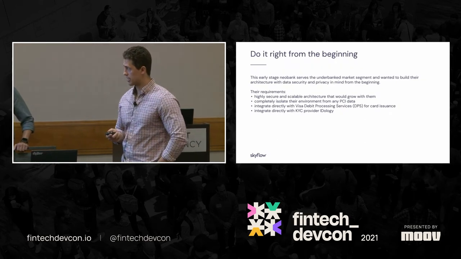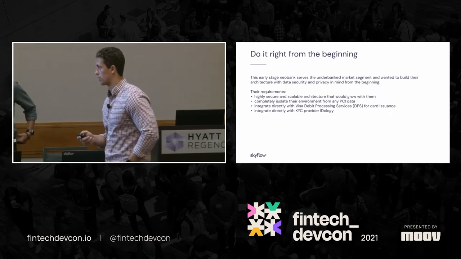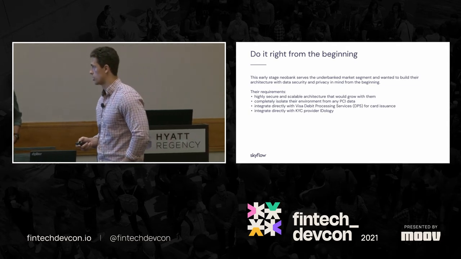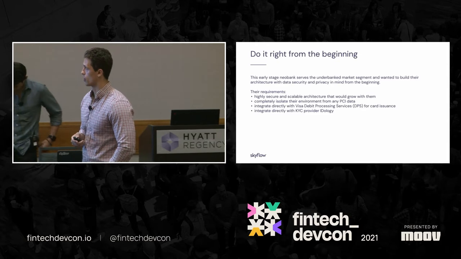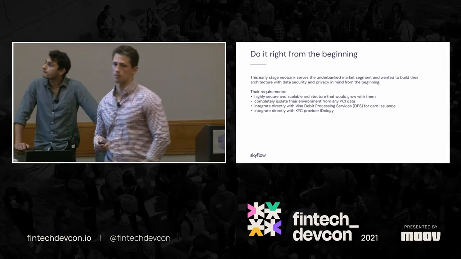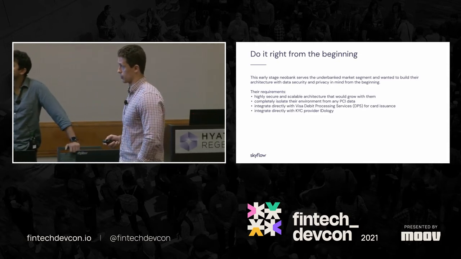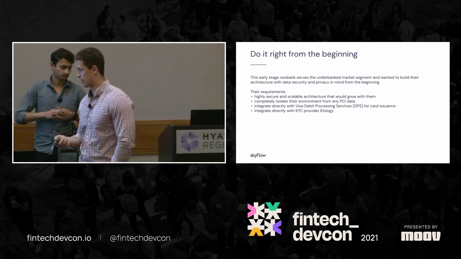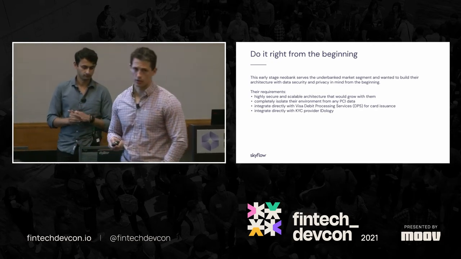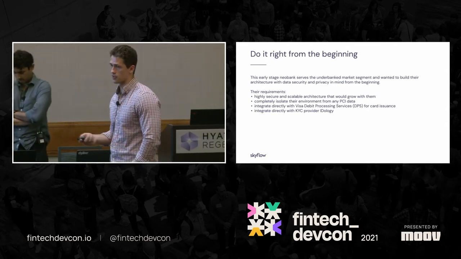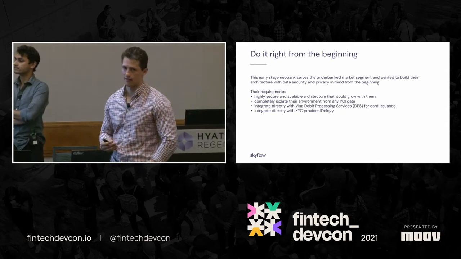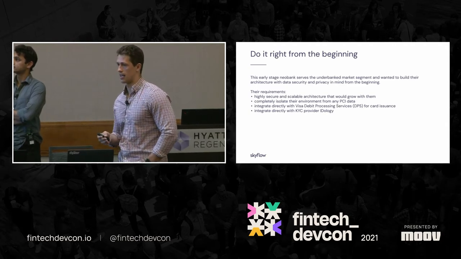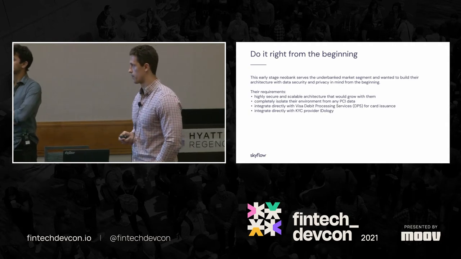So an early stage neobank that we work with, they serve the underbanked market. They're up and coming and just recently launched. And they wanted to build their architecture right from the beginning with data security and privacy in mind. So they had a couple different requirements. The first was they needed to make sure that the data vault, data privacy vault, was highly secure and it was scalable with them as they grew. Obviously, in the beginning, they're not going to have as many customers, but the idea is that they're going to grow pretty quickly. So how do they make sure that they have an infrastructure that scales as they scale?